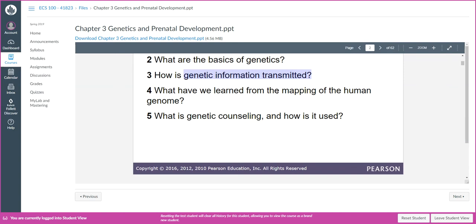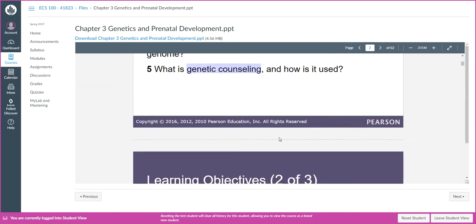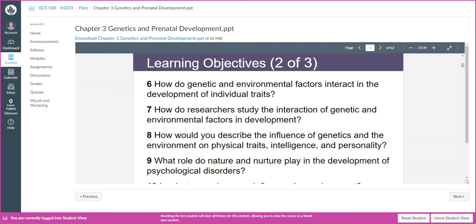I also want you to be able to map the human genome, which is your actual social security number, if you will, of your body. Everybody has their own unique genome, unless of course you are an identical twin, in which case you would have the same genome as your sibling. I also want you to be able to tell me about genetic counseling and how it is used. I want you to be able to tell me about genetic and environmental factors and how they interact with the development of who we are and our traits.